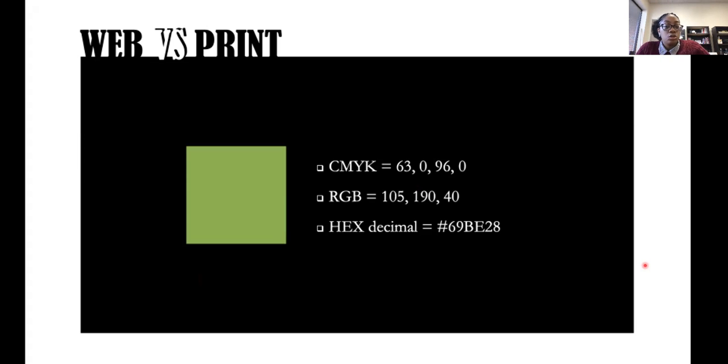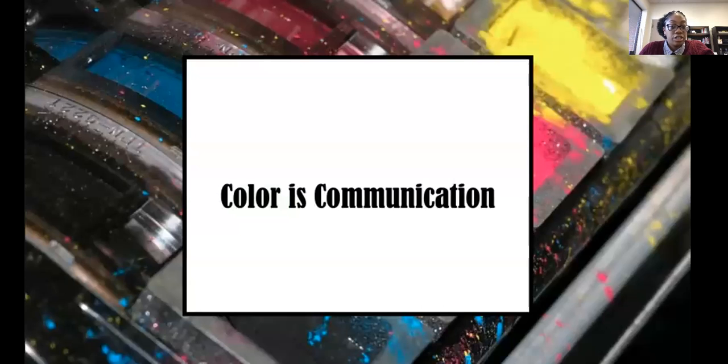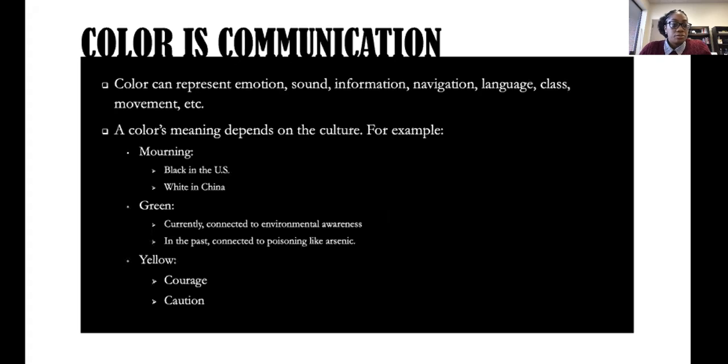Just make sure when you print out your work that you see how it looks. Try to see how it looks in PDF form before you print it, so always look at it in preview mode. But also remember, color is communication. What I mean by this is color can represent emotion, sound, information, language. It can represent mourning, for example, black in the US, white in China. Green can represent environmental awareness, but back in the day, it used to represent a warning for arsenic. Yellow can represent courage, or it can represent caution.